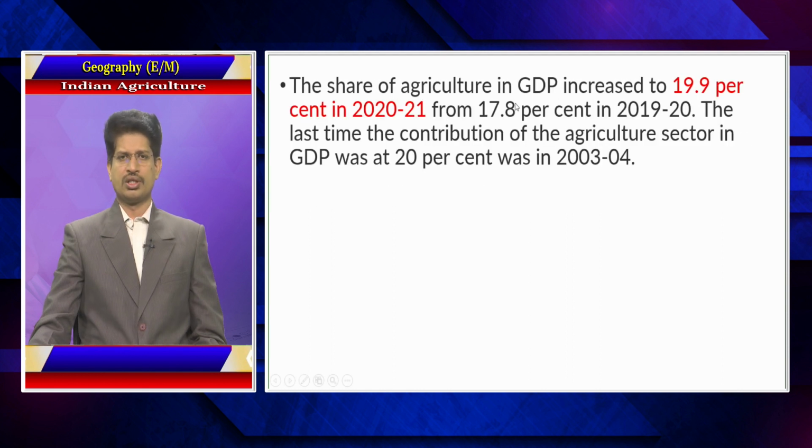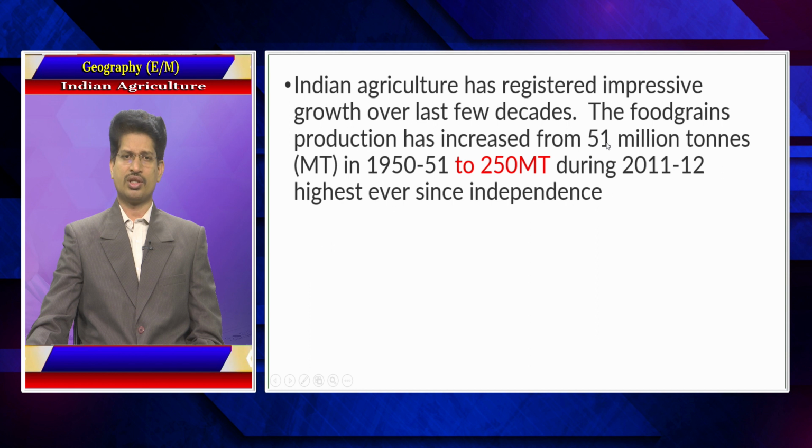2020-21. So, the GDP's contribution has increased to 19.9% in 2021 from 17.8% in 2019-20. So here it implies that there is an increase in the contribution to GDP. But when relatively compared with the secondary sector and the tertiary sector, even though the percentage contribution of agriculture to GDP is low, it doesn't mean that the agricultural produce has been reduced. The percentage might be less, but in terms of the total volume of production, from 51 million tons to 280 million tons, in general it has increased. The relative comparison in terms of percentage might be low, but overall production of agriculture has increased.